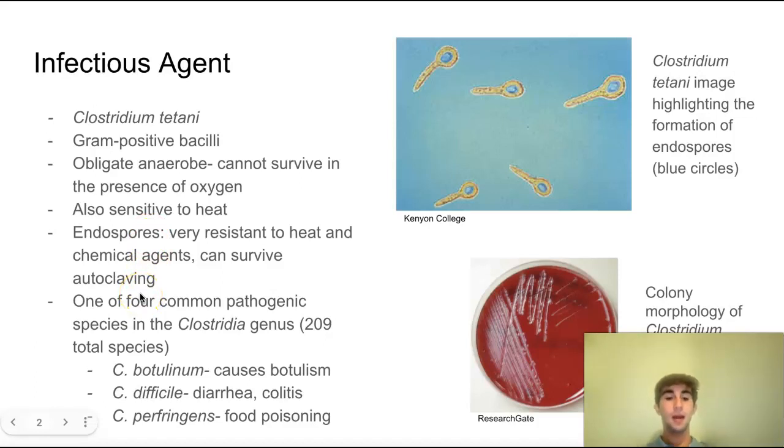It's one of 4 common pathogenic species in the Clostridia genus. Other notable species include Clostridium botulinum, that causes botulism, Clostridium difficile, that causes diarrhea and colitis, and Clostridium perfringens, that causes food poisoning. So here you can see an image of Clostridium tetani. You can see that rod shape. They do look like a drum because it has that spore-forming end, and there's that endospore in the middle. And here's a picture of the colony morphology of Clostridium tetani.